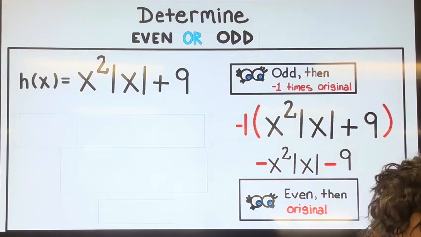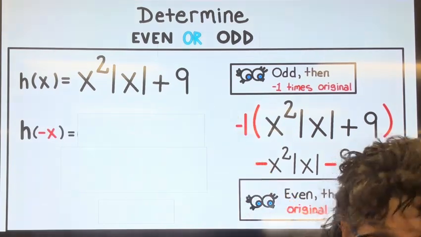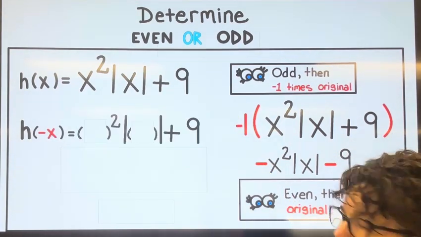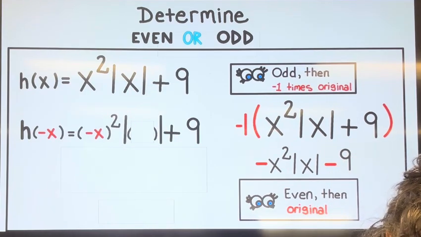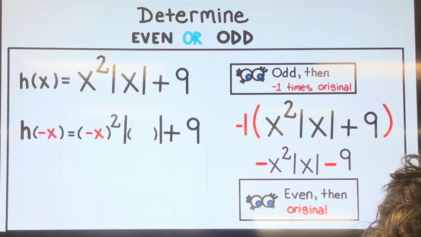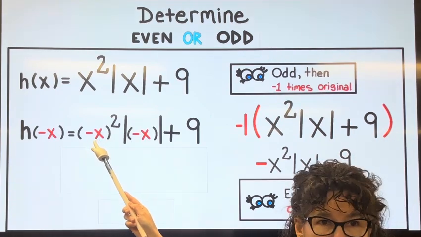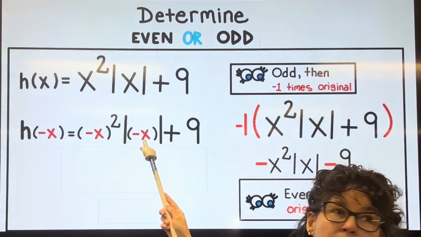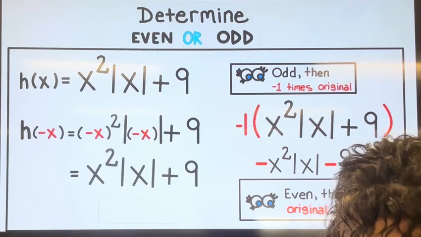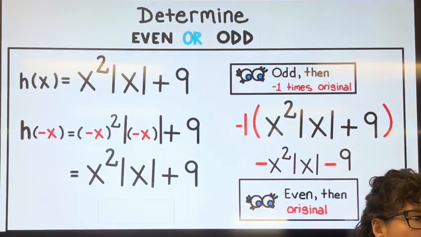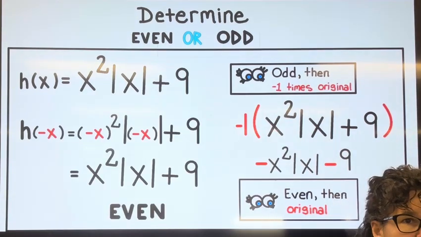So let's perform the test. Replace every x in the original function with -x. So this x and this x with -x. Then let's simplify. -x times -x is x squared. Absolute value of -x is x. So it looks like the original. So this function is even.